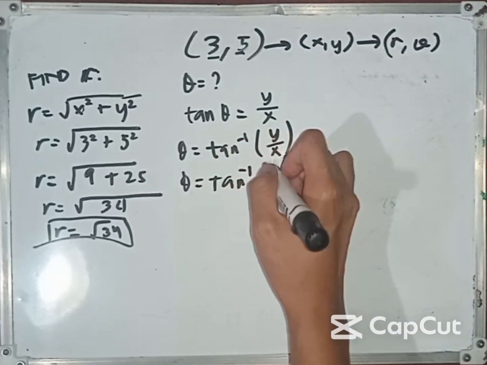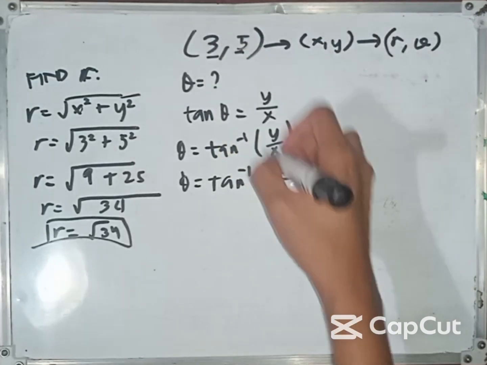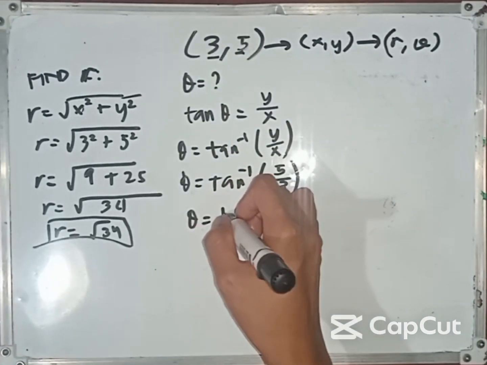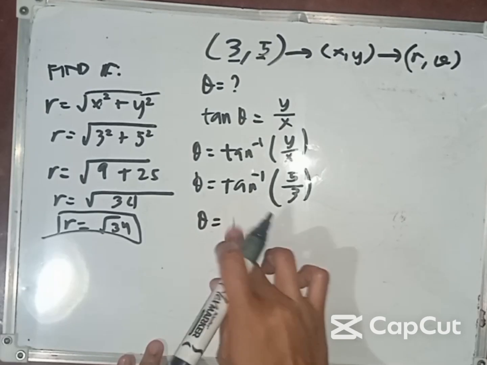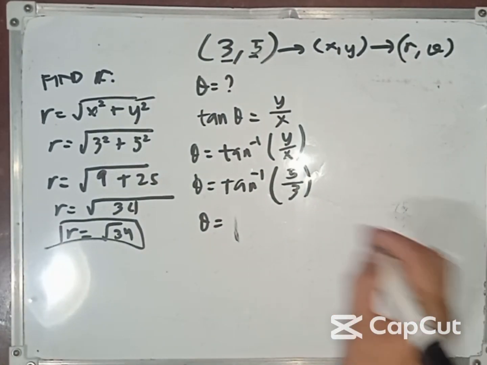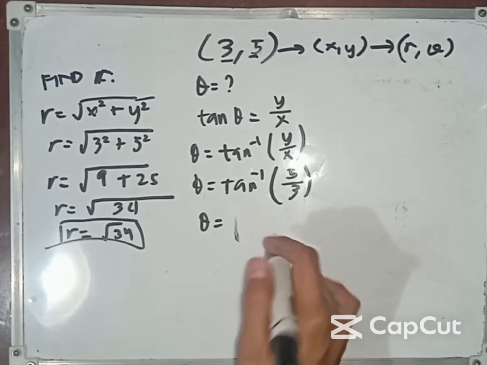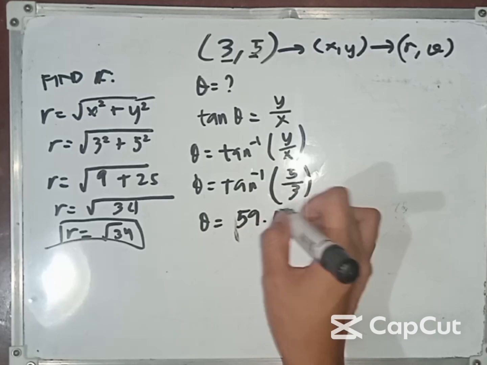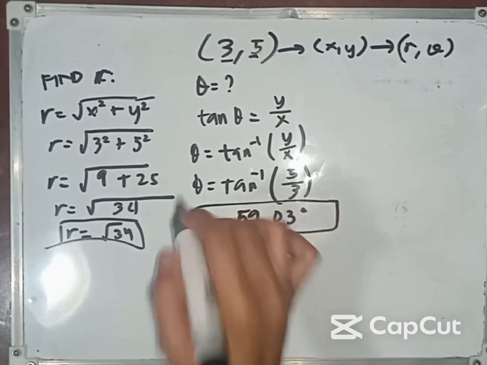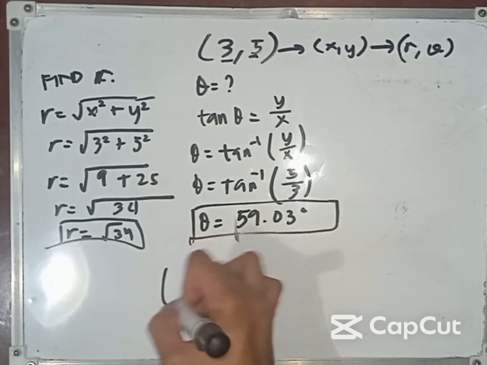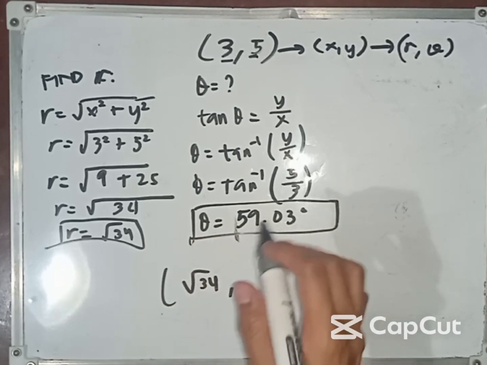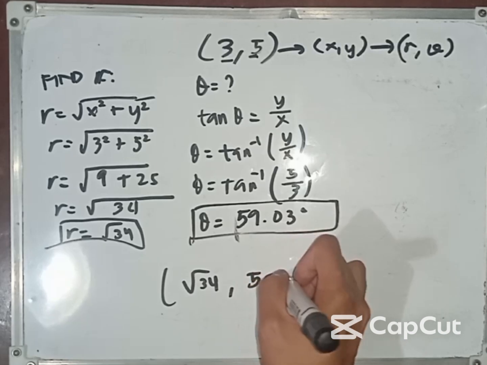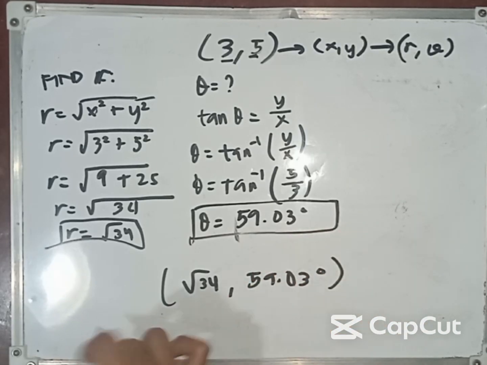So theta is equal to arctan of 5 over 3. That would be how much? Okay, that is 59.03 degrees. So therefore our r would be square root of 3 and our theta is 59.03 in degrees.